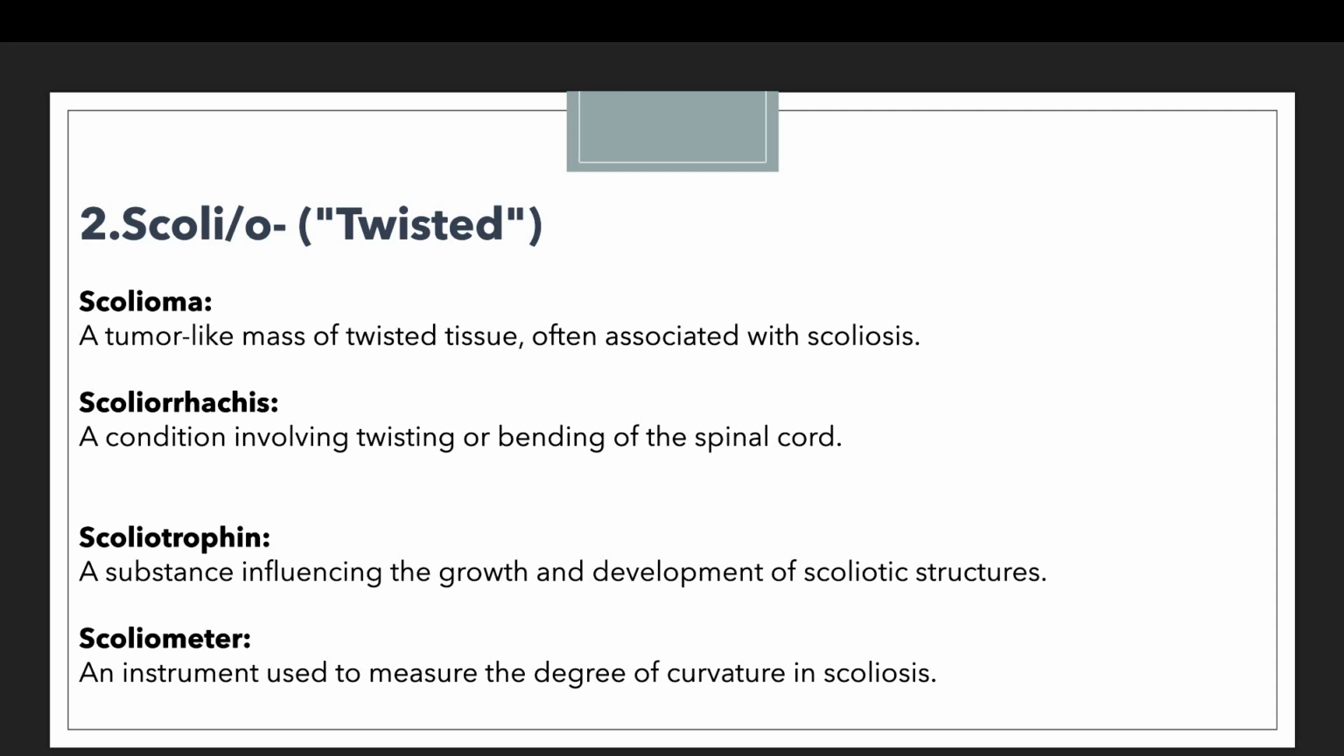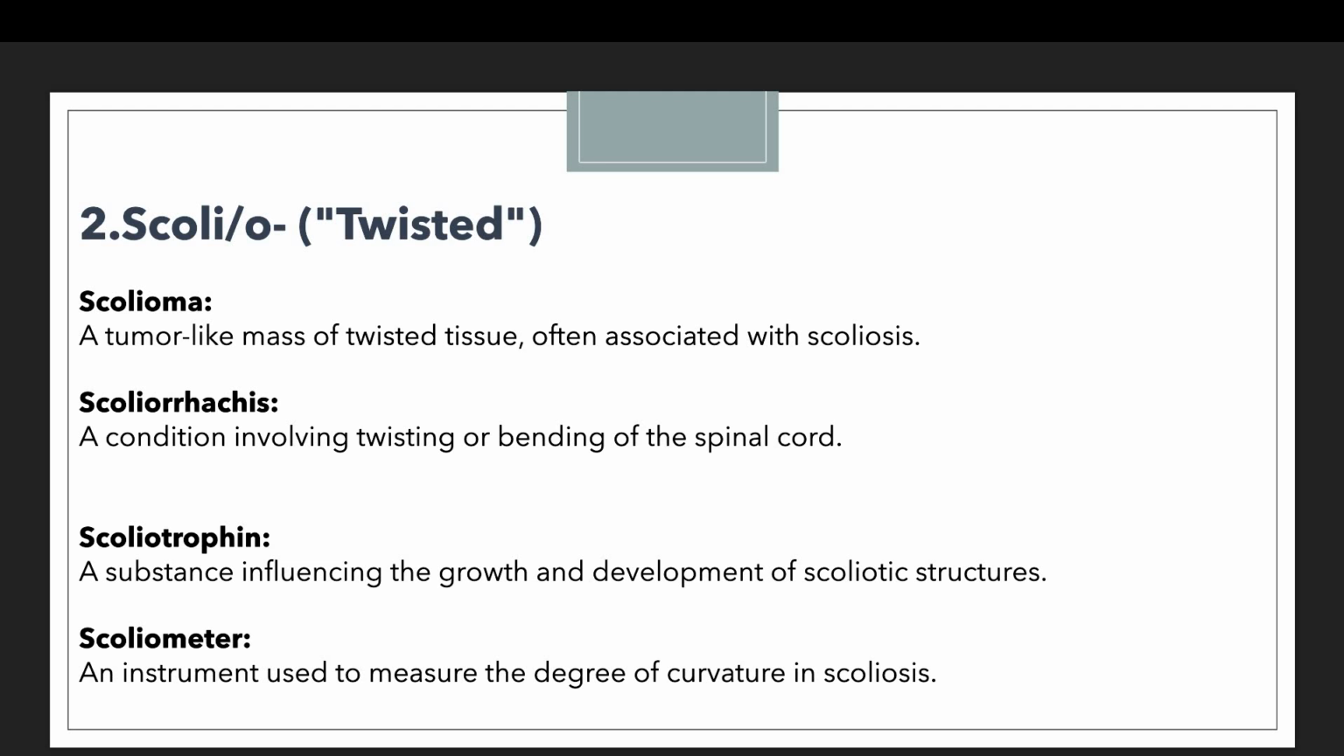Scolioma is a tumor-like mass of twisted tissue, often associated with scoliosis. Here you can see it is composed of a tumor-like mass of twisted tissues. So you can see it is producing a sense of twisted tissues, twisted something. Then we have scolioraches.